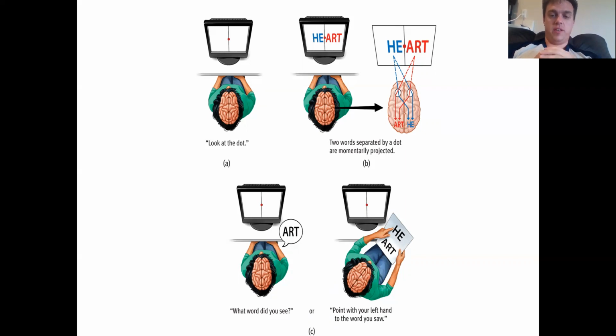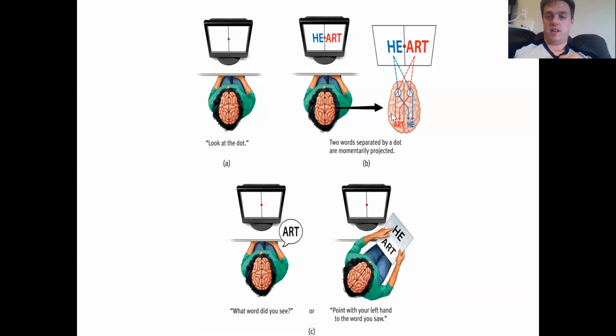However, when you give them this card that you see here and ask, which did you see, "he" or "art"? Point to what you saw. They actually point to "he." Actually, let me say that again so we're clear. This might be a little confusing. When you tell them to respond verbally, what did you see? They say "art." When you say point to what you saw, they point to "he."